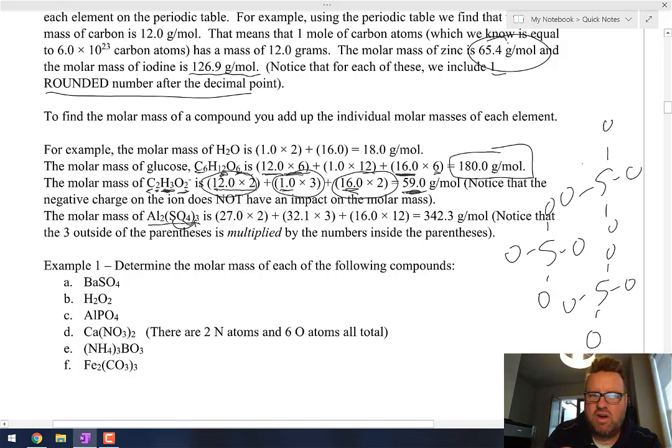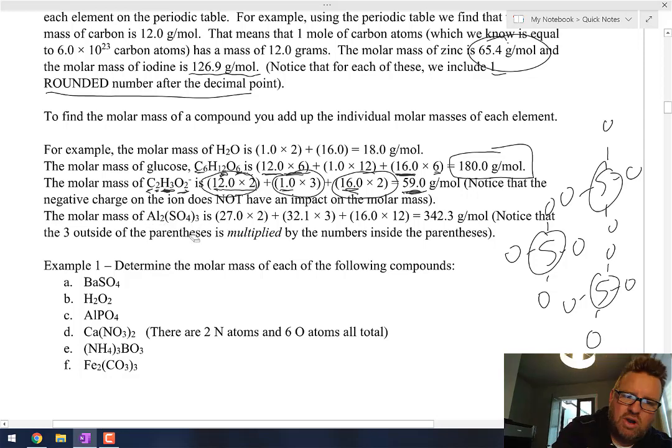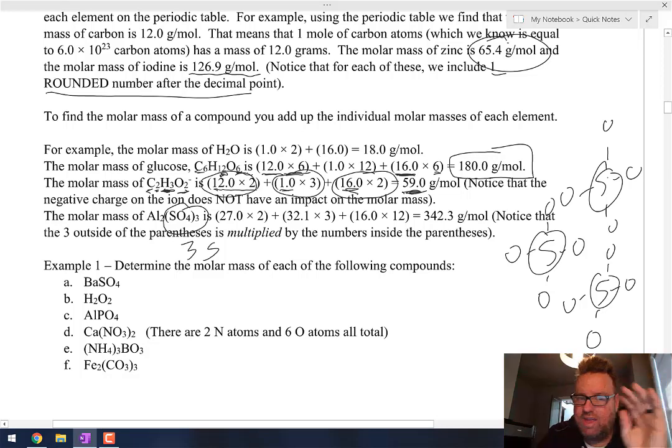How many sulfurs are there? Well, of course, 1, 2, 3. So in SO4 3 right here, there are 3 sulfur atoms. And then how many oxygen atoms are there? Well, there's 4 in each SO4, and then there's 3 SO4s. So, yep, that's 12 oxygens.